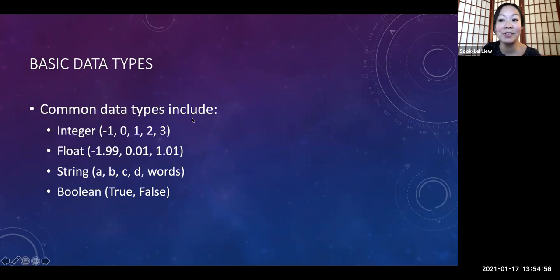Like in the video, there are a lot of different data types. Some of the more common ones that you'll work with are integers, which are whole numbers; floats, which are numbers with decimal places; strings, which are both letters and words, and even numbers inside of quotations; and Booleans. The Boolean data type is just true or false, and it's something that we'll talk about a little bit later in this lecture.